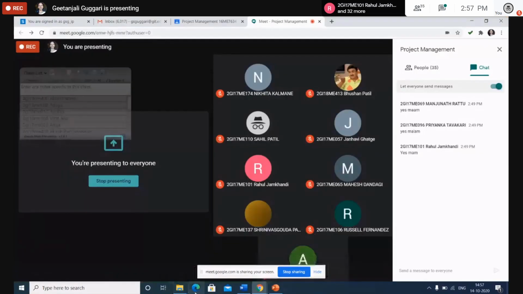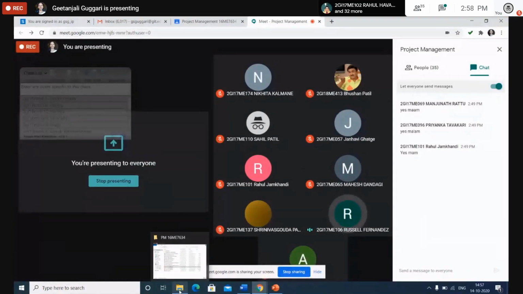Any doubts in this? Ma'am, for the tools and techniques, do we have to explain everything? No need of explaining the tools and techniques. I have not explained them during my class either. Just remember and write down the list of tools and techniques. That's all. During the conception phase, what are the tools and techniques we are using?